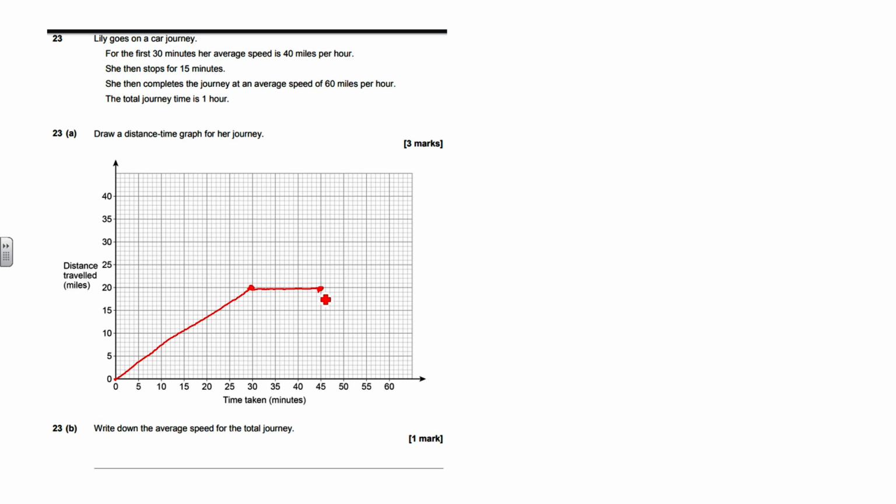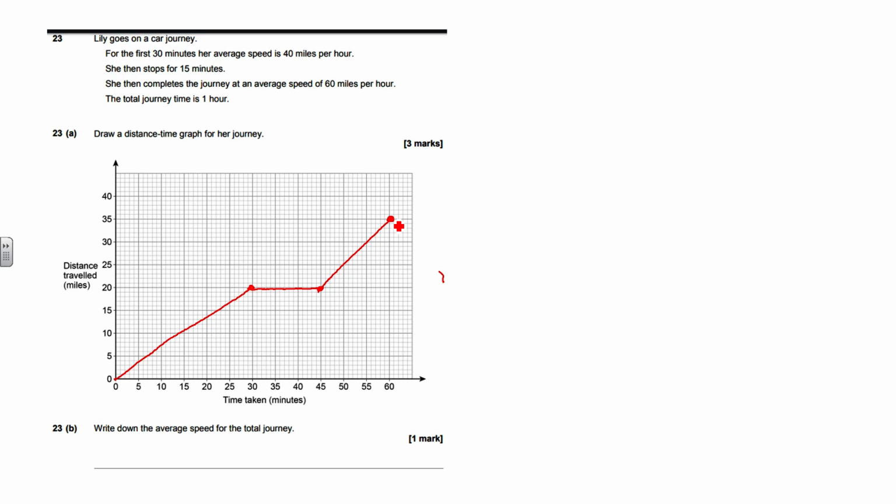She then completes the journey at an average speed of 60 miles per hour, so that the whole journey takes an hour. Now, if we're travelling for 15 minutes, 1/4 of an hour, at 60 miles an hour, we're going to travel 1/4 of 60. So 1/4 of 60 is 15. So she's going to go 15 more miles. So from 20 miles plus 15, she's going to go 35 further miles. 1 mile every minute. So that's how 60 miles an hour works. So that's the distance time graph for the journey.